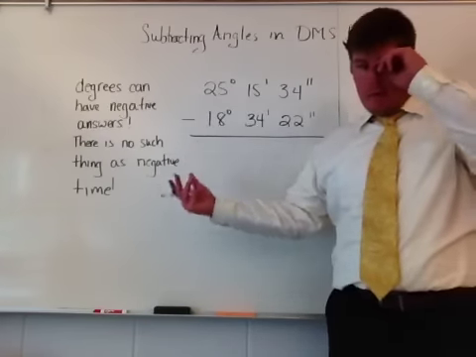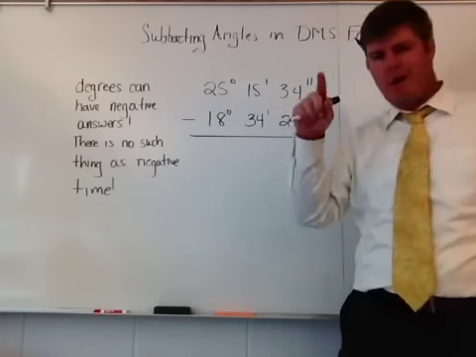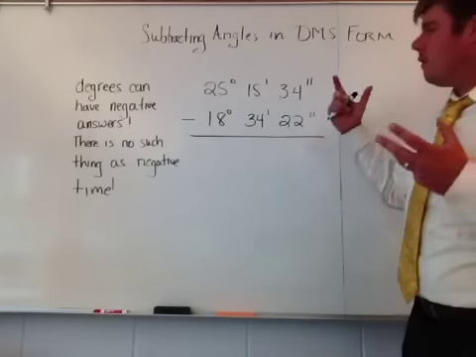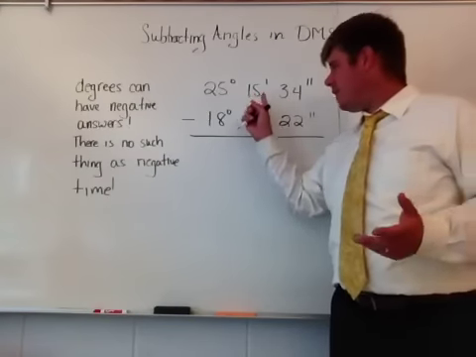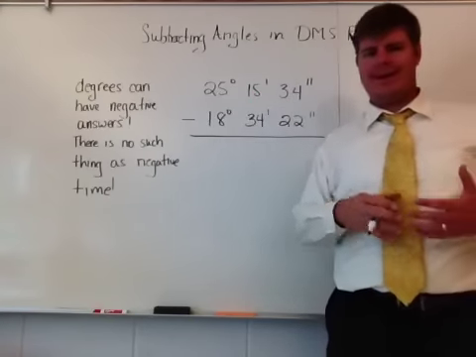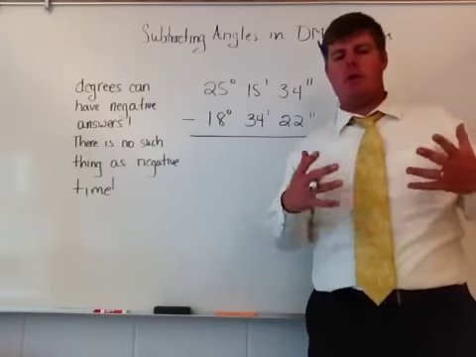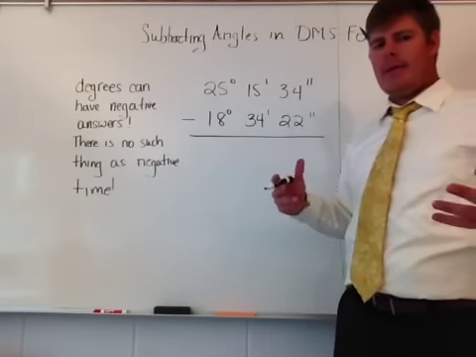So notice how before, when I was subtracting, I was borrowing from the tens column when I was doing my little individual ones. For this particular one, I can't take 15 minutes and subtract 34 minutes from it and get a negative minute part. There is no such thing as negative time. So what is it that I have to do to make it a positive time?